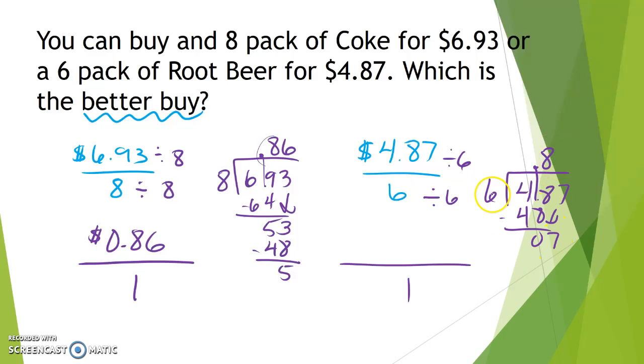Bring down our 7. So 6 goes into 7 one time. Again, there's a remainder, and that's okay. We're focusing on just 2 decimal places since we're talking money. So this one is going to be 81 cents per bottle.